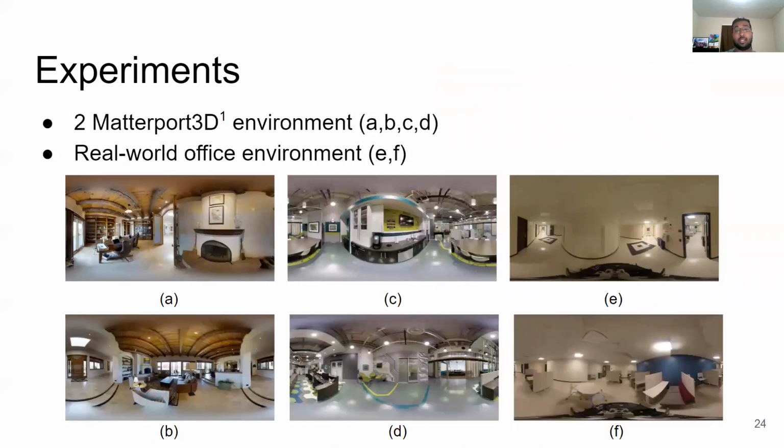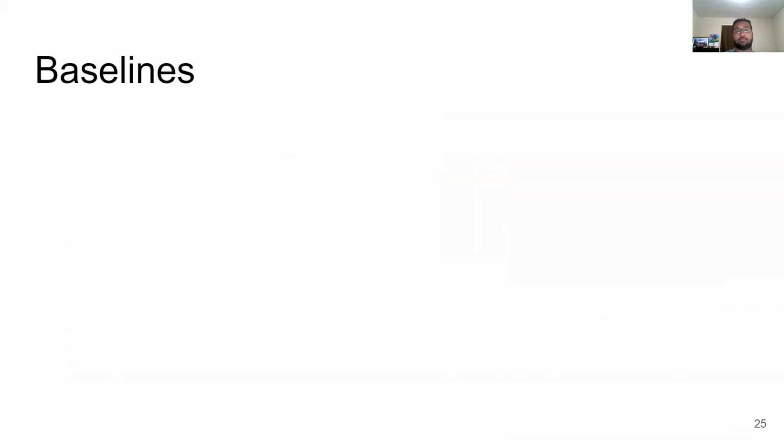The figures A and B show the home environment, whereas the figures C and D show the office environment from the Matterport 3D dataset. The figures E and F show the frames from the office environment dataset that we collected using a real robot. Now we will talk about the baselines that we use to compare with GAL 360.